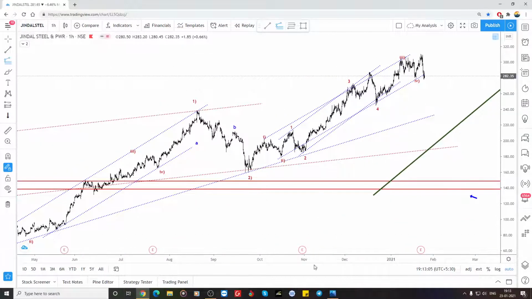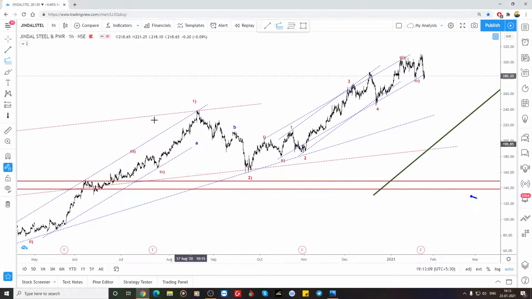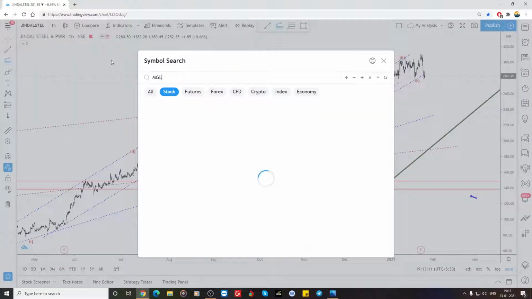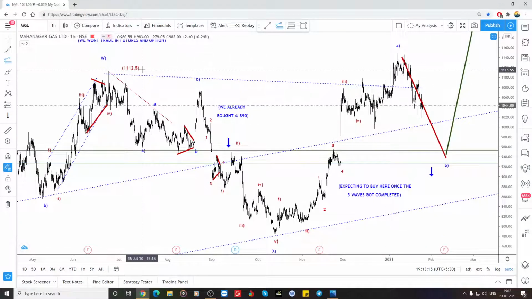So next, the steel sector, I think it's completed. So we will move on to MGL. MGL has also got completed by a target of above 1112.5. Sorry, 1112. It has already broken that. So again, we are in that downtrend.